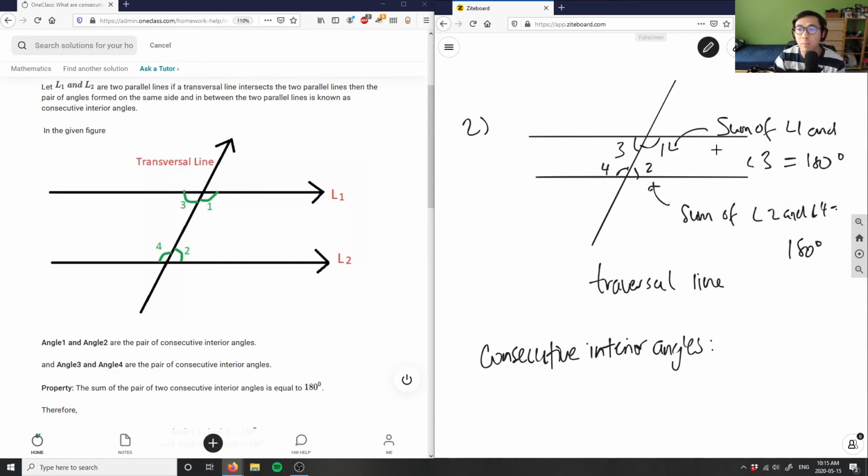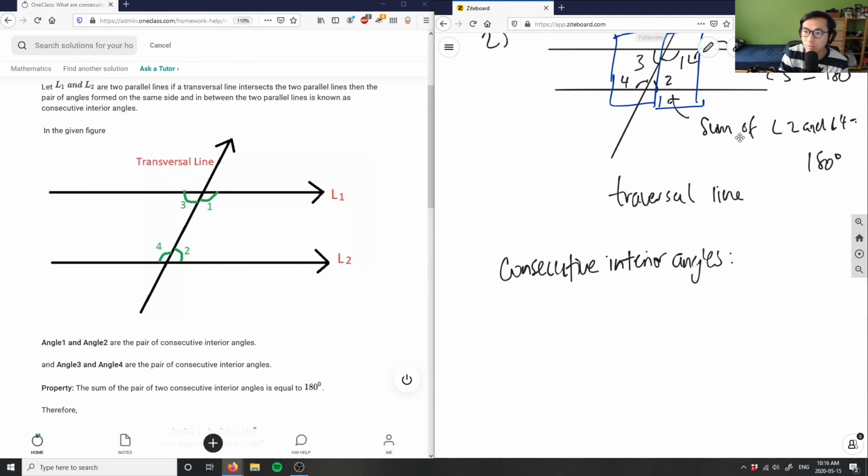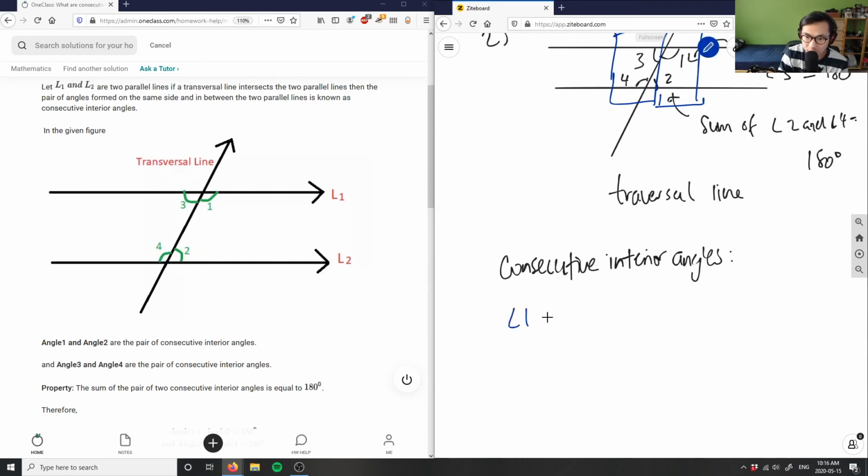So knowing this property, if the sum of angle 1 and angle 3 is 180, and the sum of 2 and 4 is equal to 180 as well, then we can confirm that angles 1 and 2 are the same, and 3 and 4 are also the same. So that's kind of the property of these guys here. So angle 1 equals angle 2, angle 3 equals angle 4.